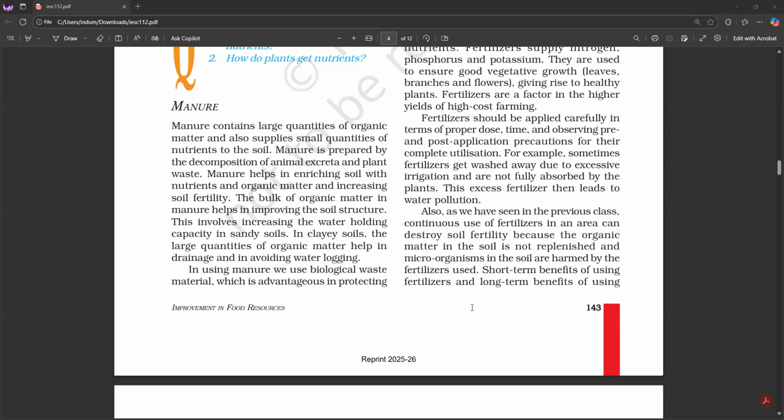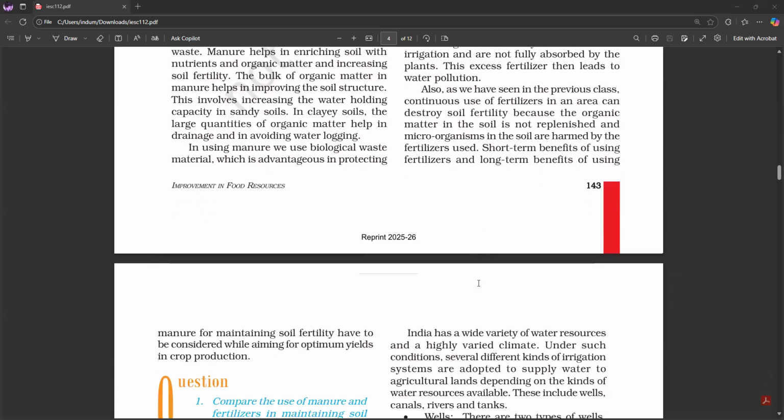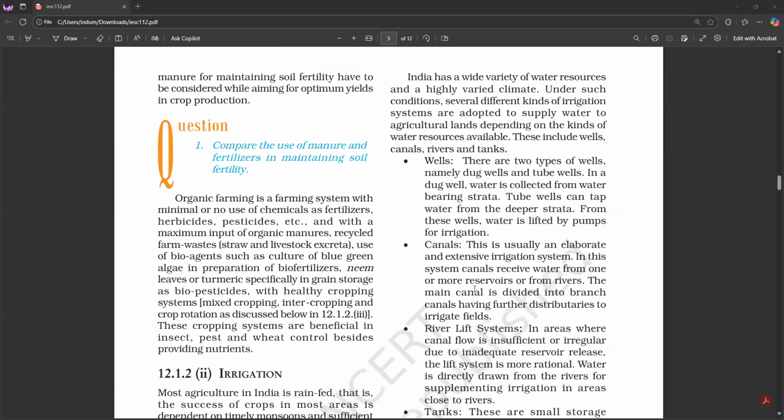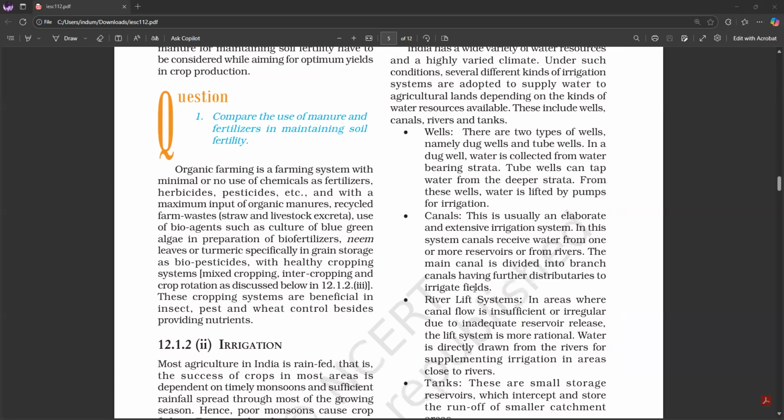Also, as we have seen in the previous class, continuous use of fertilizers in an area can destroy soil fertility because the organic matter in the soil is not replenished and microorganisms in the soil are harmed by the fertilizers used. Short-term benefits of using fertilizers and long-term benefits of using manure for maintaining soil fertility have to be considered while aiming for optimum yields in crop production.